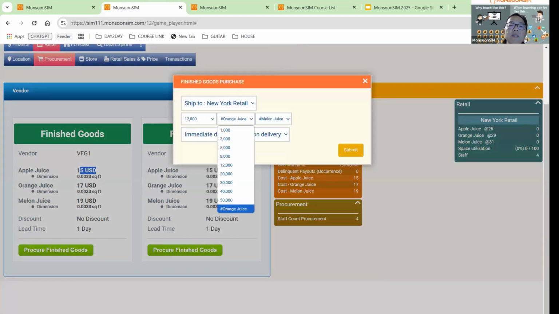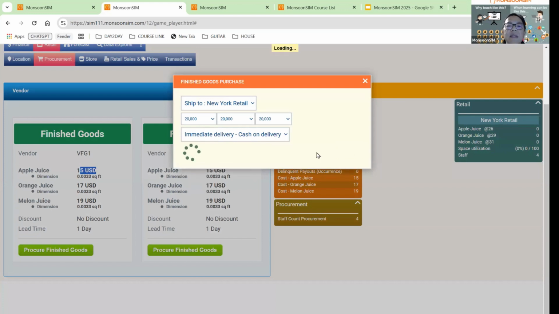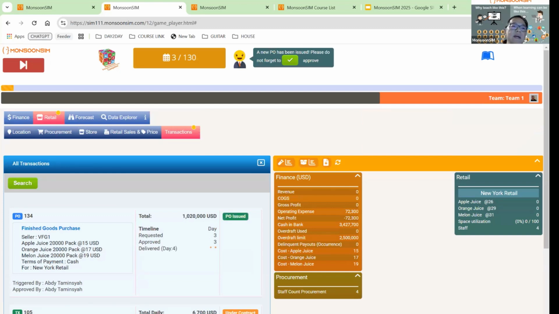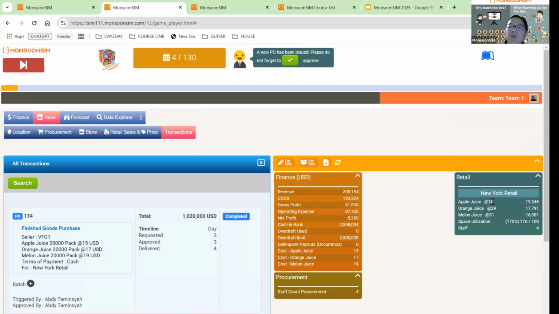I've got 3.5 million. So I'm going to buy a lot of goods into New York, 20,000 each of apple juice, melon juice, and this. I'm going to do cash on delivery. I send the PO and I approve the PO. Okay, so my PO has been approved. I send it. Then I click the next day. Voila, look at what happened. I start to make money, right? My goods have come in and I'm starting to sell. I bought 20,000, and now I've ended up with 19,000 because I've already started selling. A customer comes into New York and buys.